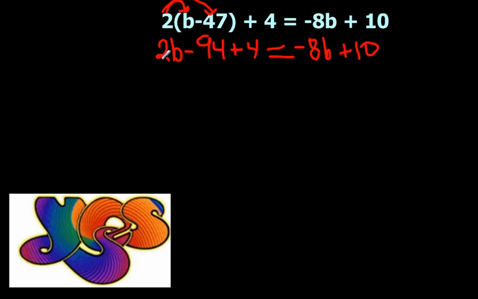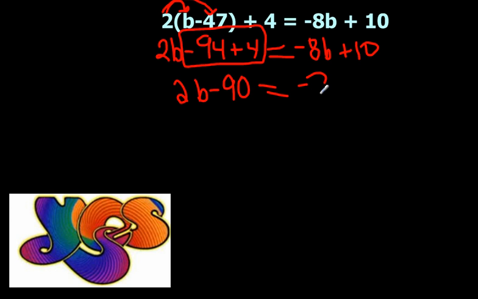Now I have to combine my like terms. So I have this negative 94 plus 4 over here. So I'm going to combine those real quick so that I only have to move things in one step. Negative 94 plus 4 gives me negative 90. Now I can get my b's on one side and my whole numbers on the other.